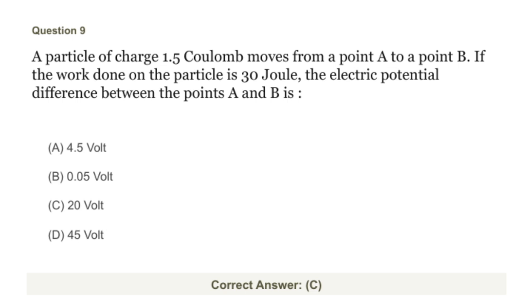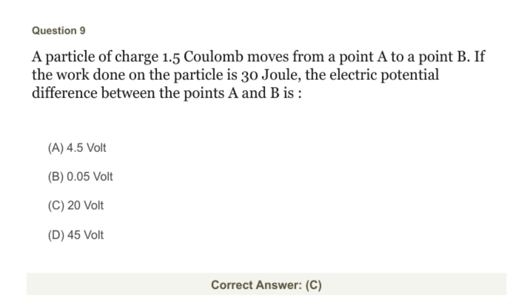In symbols, that's W equals Q times V. So, if we want to find the potential difference, we just rearrange it to V equals W divided by Q. Plugging in the values, work W is 30 joules, and charge Q is 1.5 coulombs.